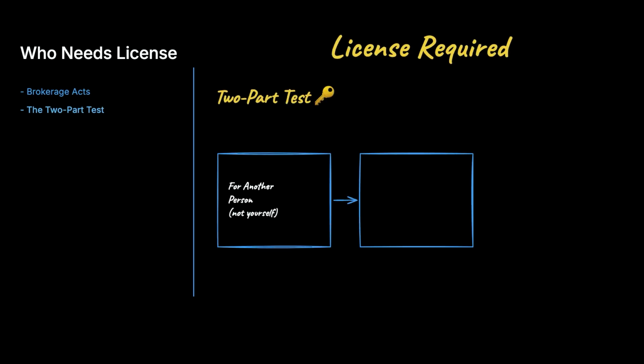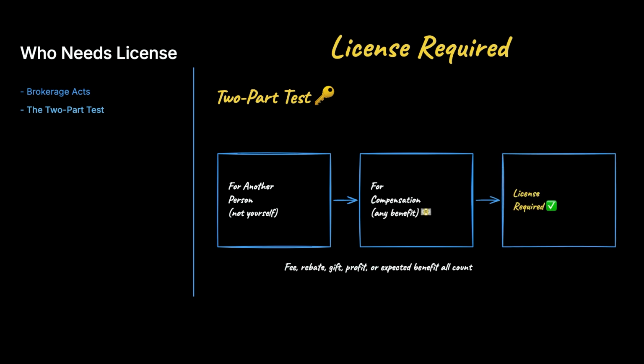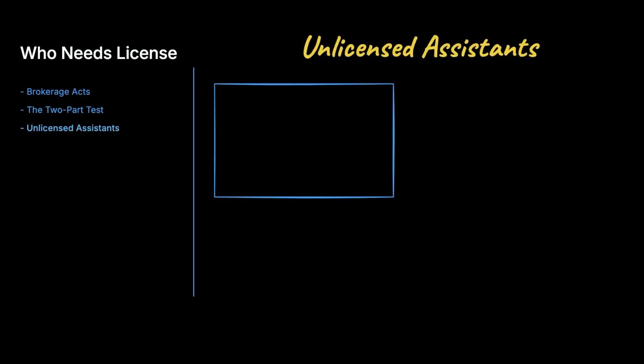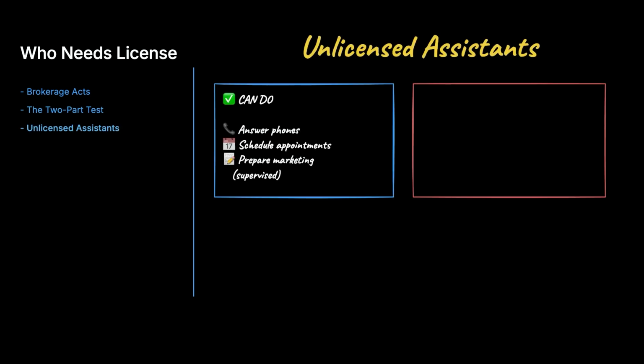Here's the simple 2-part test that unlocks these questions. An act requires a license when it's done first for another person and second for compensation. Both parts must be present. And compensation isn't just a cash commission. It includes any fee, rebate, gift, profit, or benefit you receive or even expect. That makes the net wide. This brings up unlicensed assistants, a popular exam scenario.